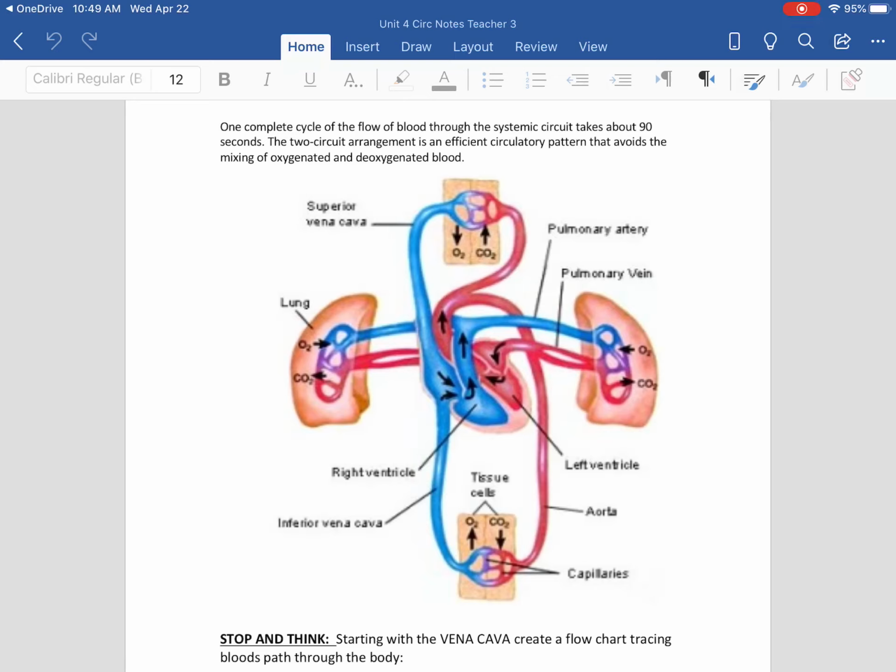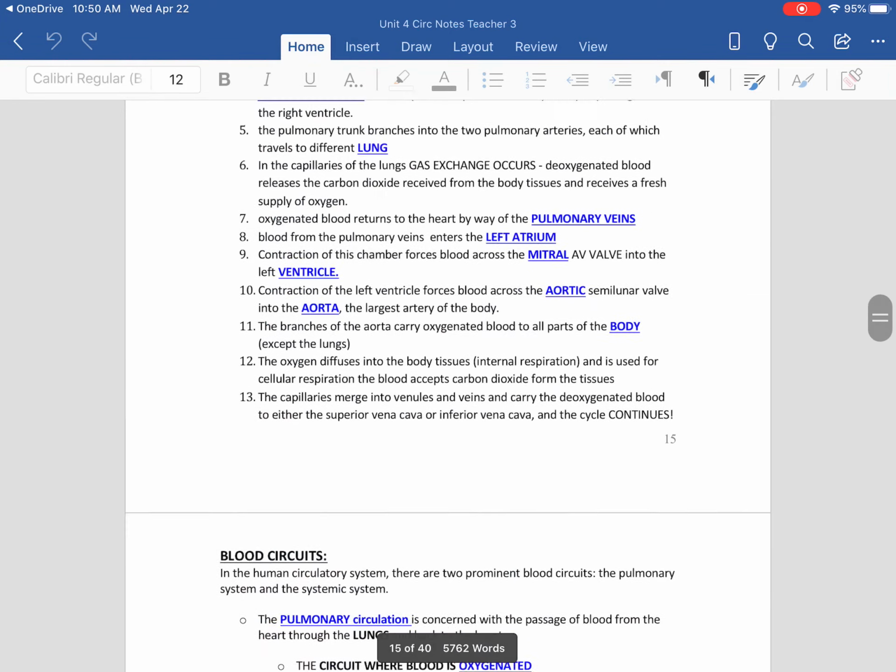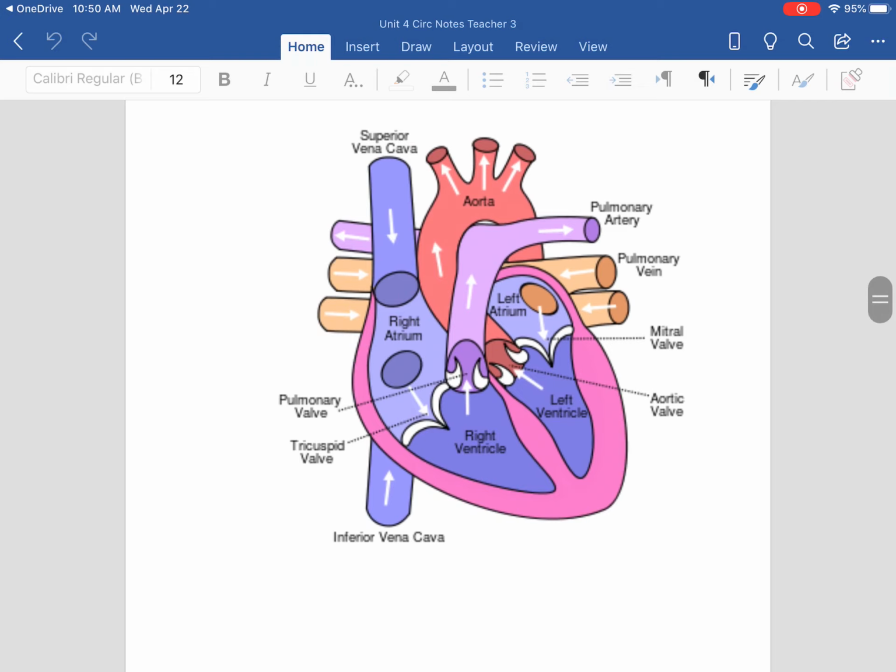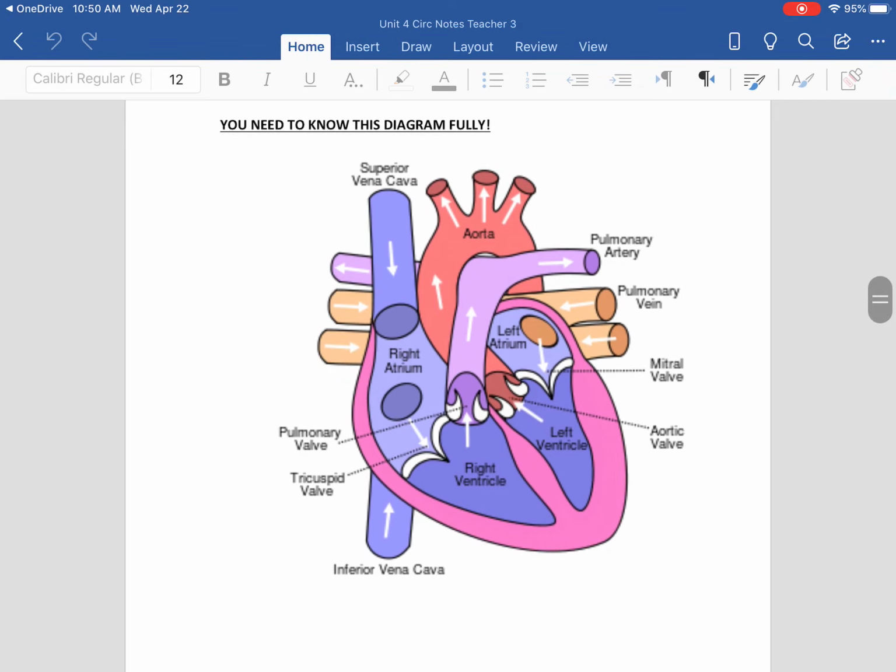Hi there, guys. All right, so in this video, I'm going to quickly go over the circulation through the heart and to the body. So hopefully at this point, you are familiar with the anatomy of the heart. So I'm just going to go back to page 14 in our notes booklet. You need to be very familiar with all of the terms here.